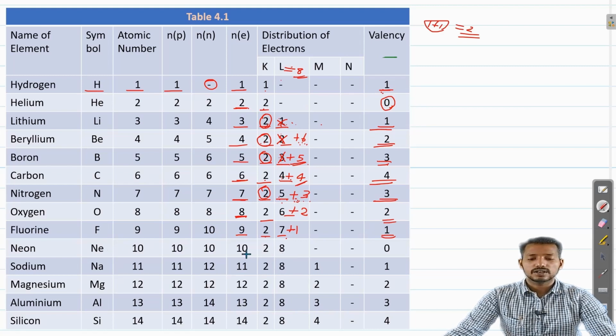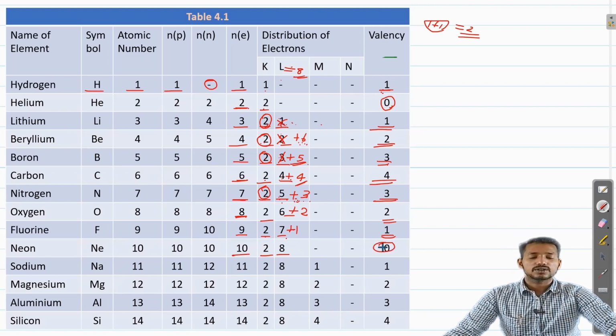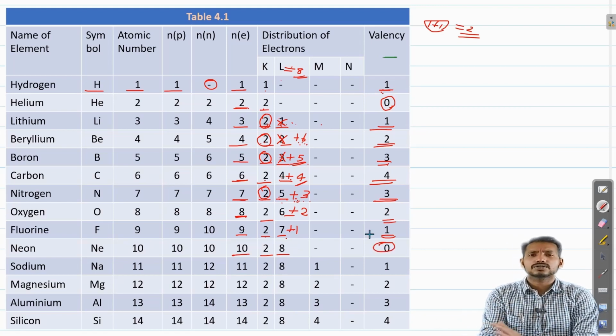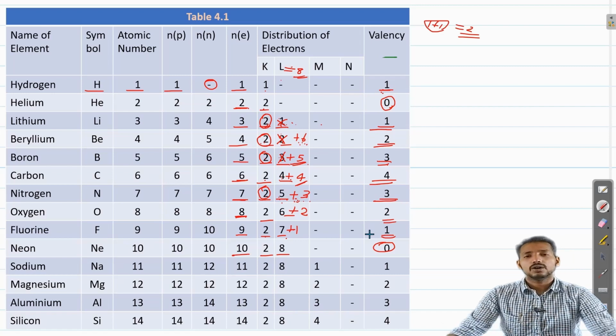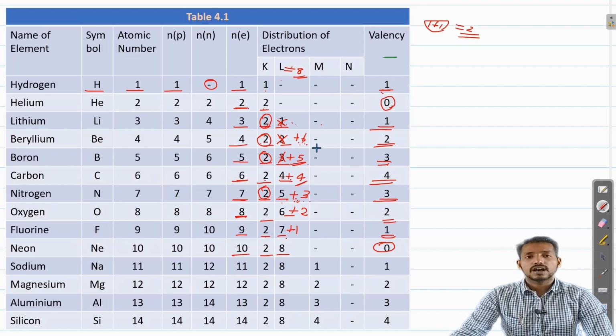Similarly, in case of neon, there are a total of 10 electrons, 2 and 8. The outermost shell is already completely filled. So it will not react with any atom, because there is no need of sharing or losing electrons to get an octet in the outermost shell. So this is the way it is.